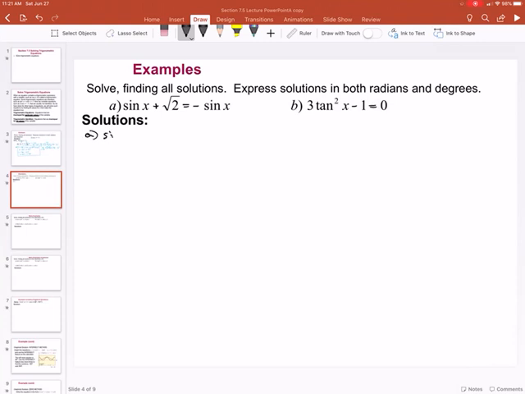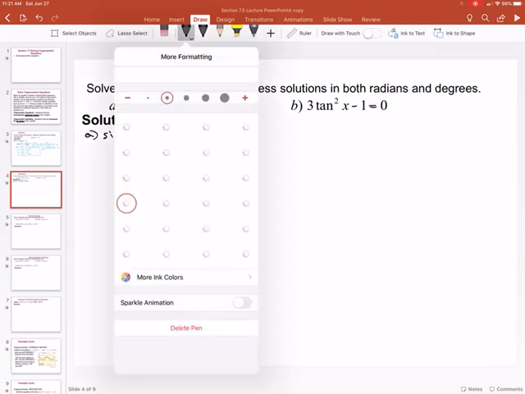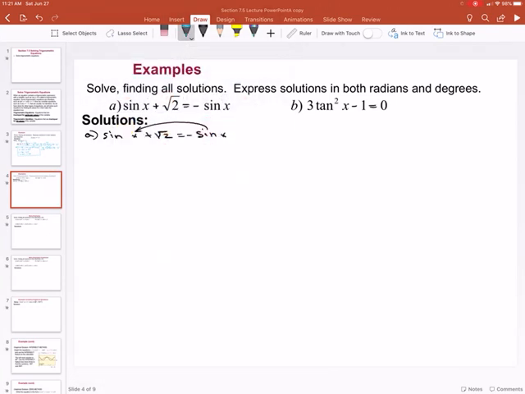We have the sine of x plus the square root of 2 equal to negative sine x. My first step: I've got multiple terms, a little different than our last one. I've got a couple of sine x terms. We want to get the x terms together, because we want to solve for x. So let's get these sine function terms together, and while I'm at it, I want to isolate it, so I'm going to move the square root of 2 to the other side.